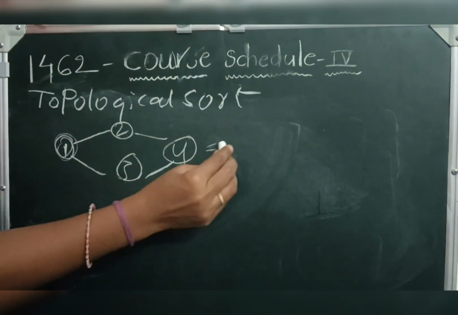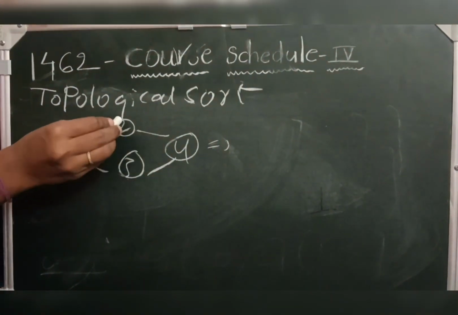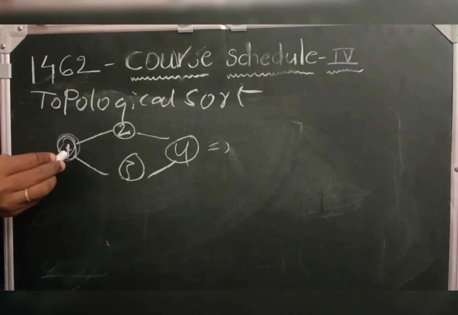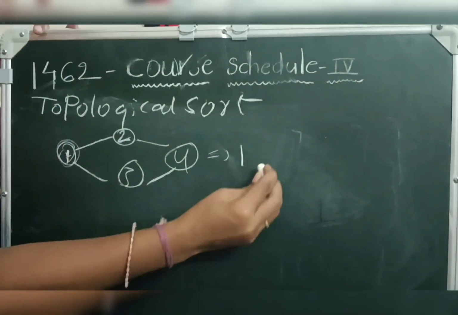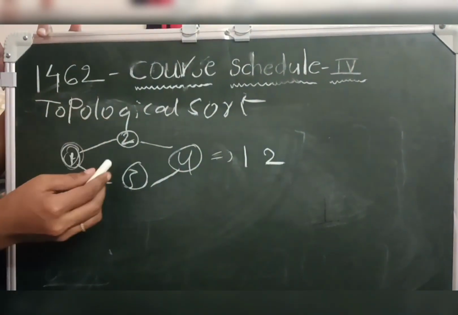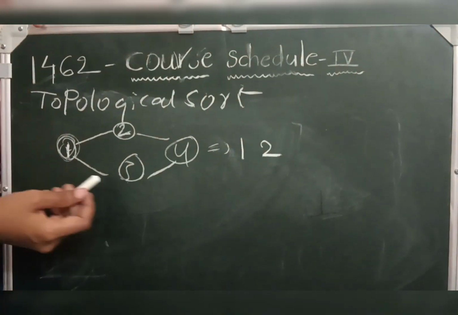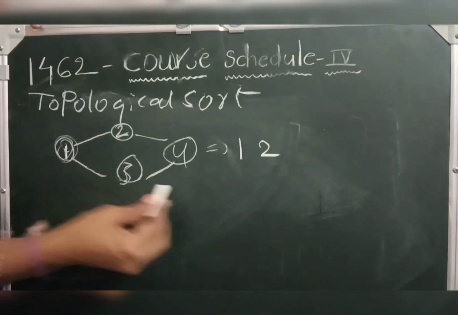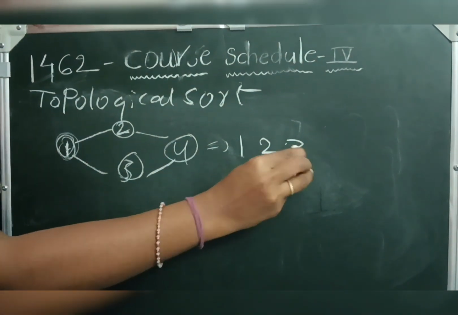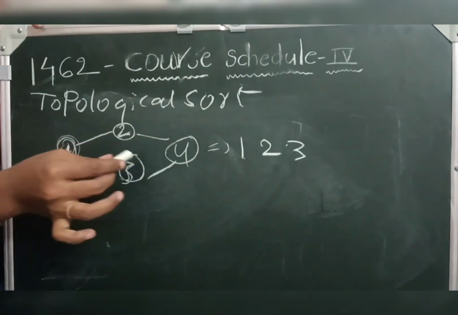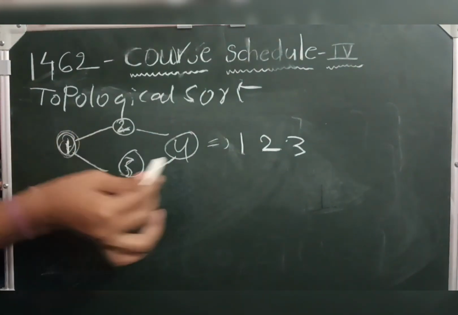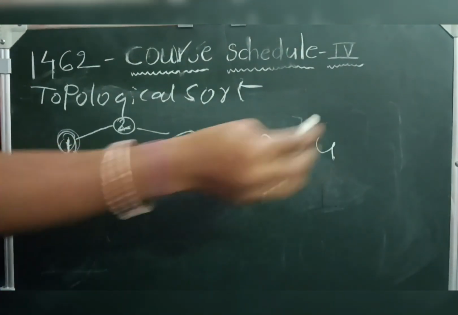So here, there is an edge between 1 and 2. The rule is you have to complete work 1 before you go to 2. So the topological sort for this is 1, 2, and there is an edge between 1 and 3. You have already completed 1, so you will print 3. Before completing 4, you have to complete 2 and 3, which are already completed. So you print 4. This is the topological sort.